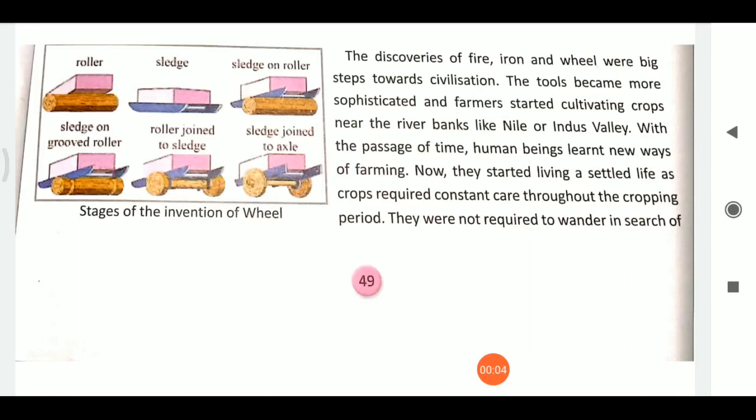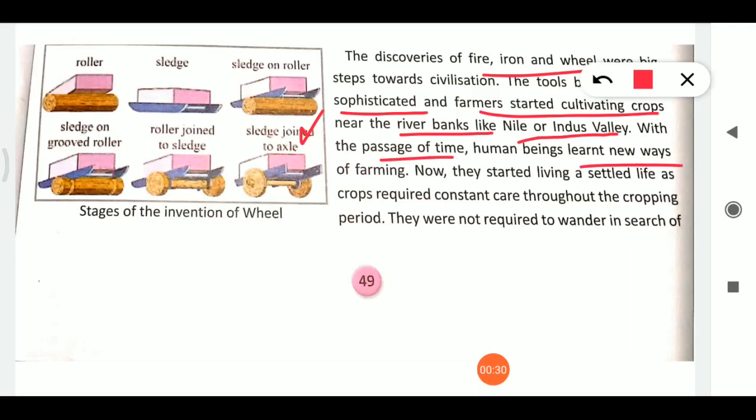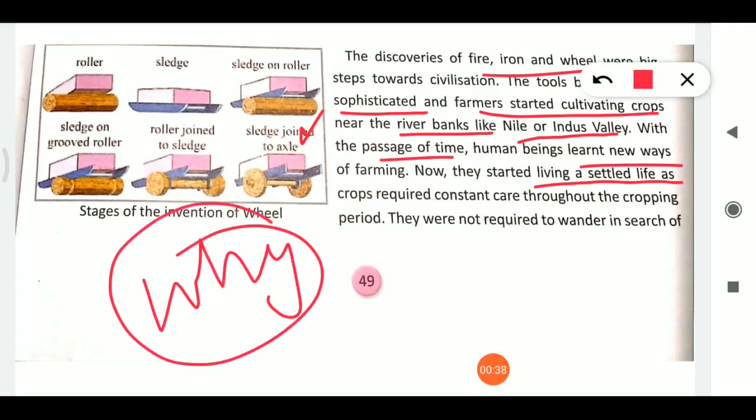Then after, if we talk about the discovery of fire, iron and wheel, these were big steps towards civilization. The tools were more sophisticated, means advanced now, and the farmers started cultivating crops near the river banks like the Nile and Indus Valley. They were nearby the rivers. And with the passage of time, human beings learned new ways of farming and they started living a settled life. Why did they start living a settled life? Because the crops required constant care throughout the cropping period.